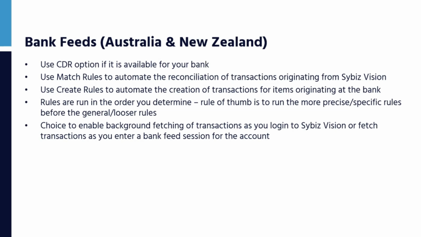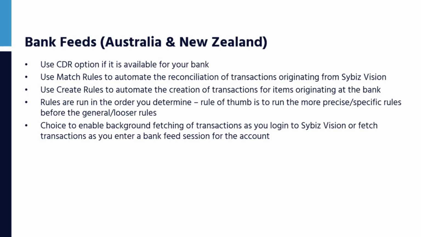The rules themselves, you do determine the order that you run them in, and the rule of thumb there is the more precise your rules, you'd want those ones to run earlier, and the general rules would be run later in the process, because if you do have a more general, less precise rule, that's likely to capture things that you want to capture with your specific rules. So that's why we do the specific rules first and the general rules later in that process.